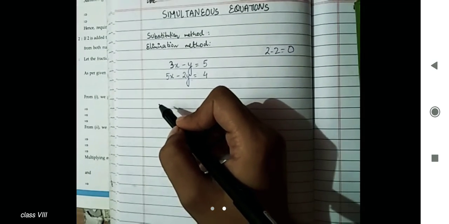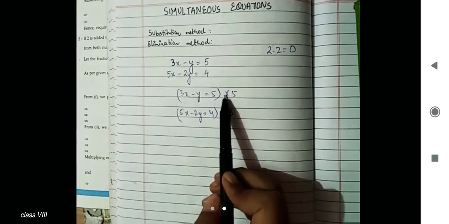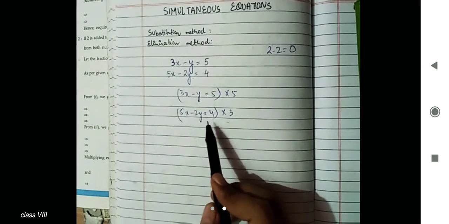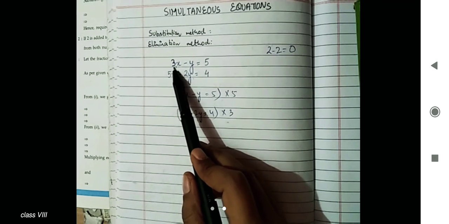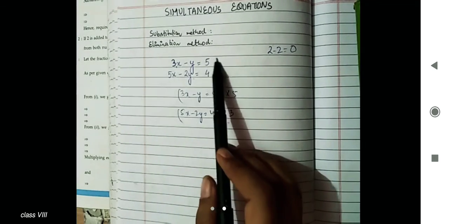Suppose I want to eliminate this x. So what I will do, I will multiply 3x minus y is equal to 5 by 5, and 5x minus 2y is equal to 4 by 3. Why am I doing this? Because I want to make my first term the same. 5 times 3 is 15, and 3 times 5 is 15. Here this is 3 and this is 5, so if you multiply 3 by 5, 15, and 5 by 3, 15, then only you will get the same term. That's why we multiply the whole equation.